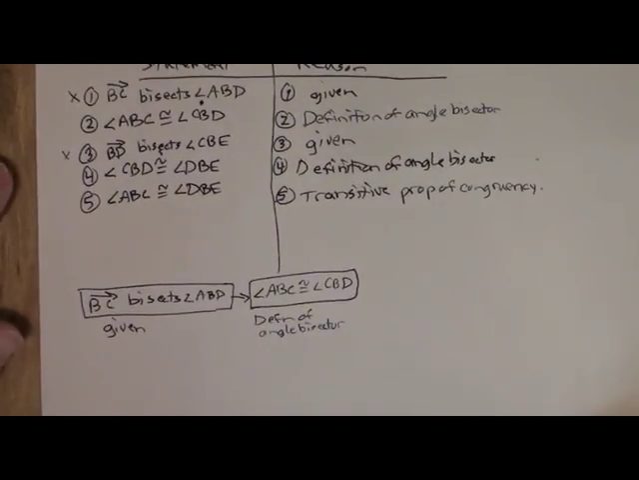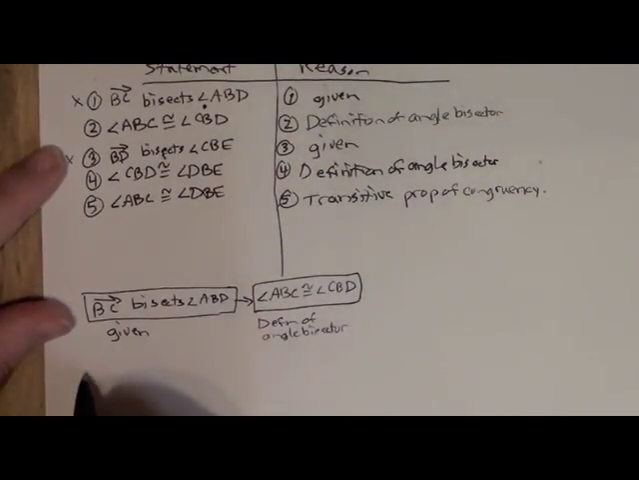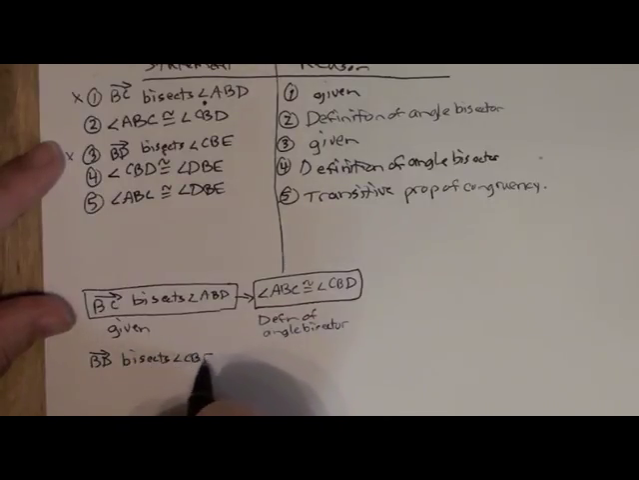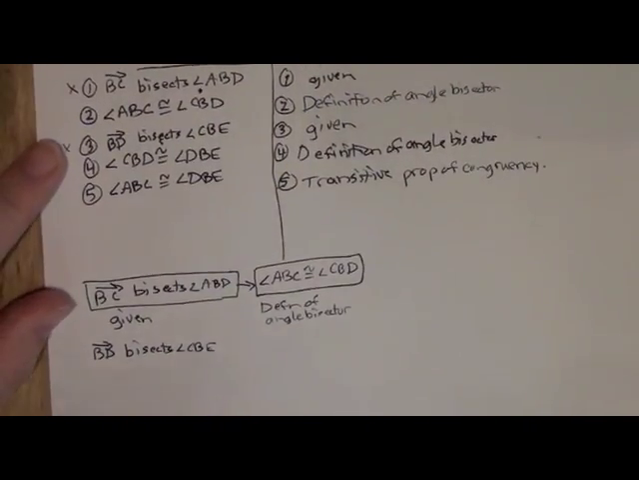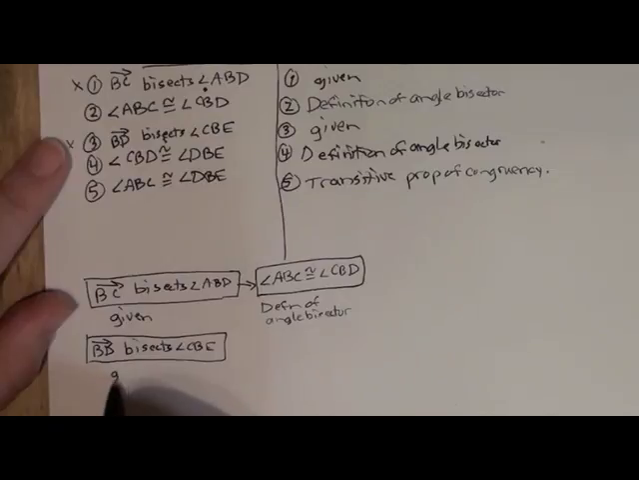Now keep in mind, line 3 from above, a new given. Every given is going on a separate line because it's a separate way to enter the problem, to begin the problem. It's a separate thought process. So line 3 from above goes on a separate line. Ray BD bisects angle CBE. In a box, and the reason, given.